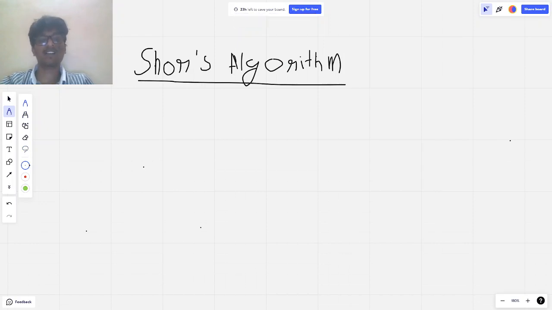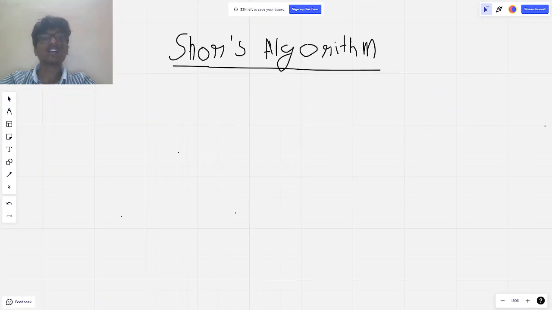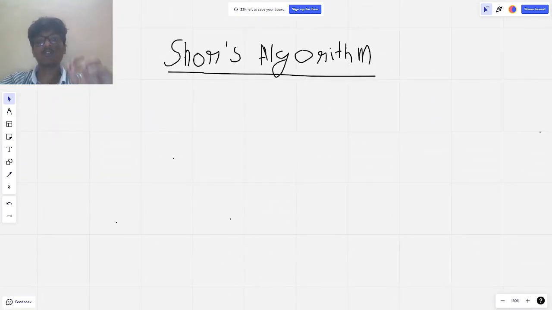Hello, I am Pranav. Today we will be discussing Shor's algorithm and how it completely revolutionized today's industrial encryption standards, and how it completely destroys and invalidates them. Okay, so before we see how Shor's algorithm works, we need to understand how today's current encryption standards work.